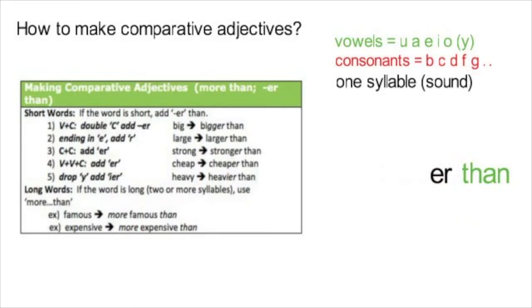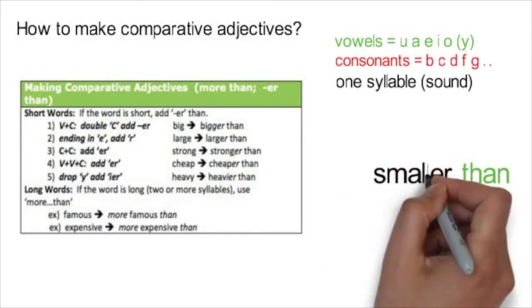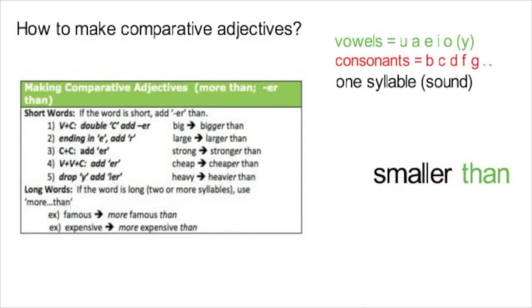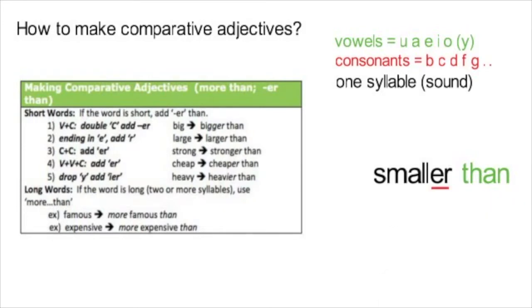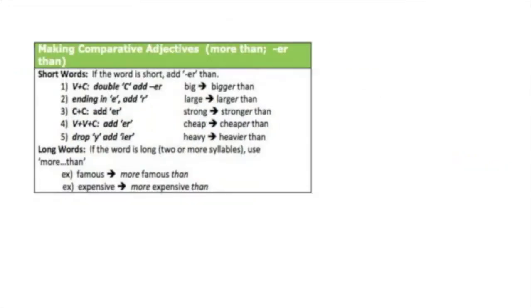In the second sentence, the adjective is small. How did we change small to smaller? We just added er. So, yes, there are special spelling rules we need to follow. Let's take a look at some of these rules now. Let's take a look at the table.